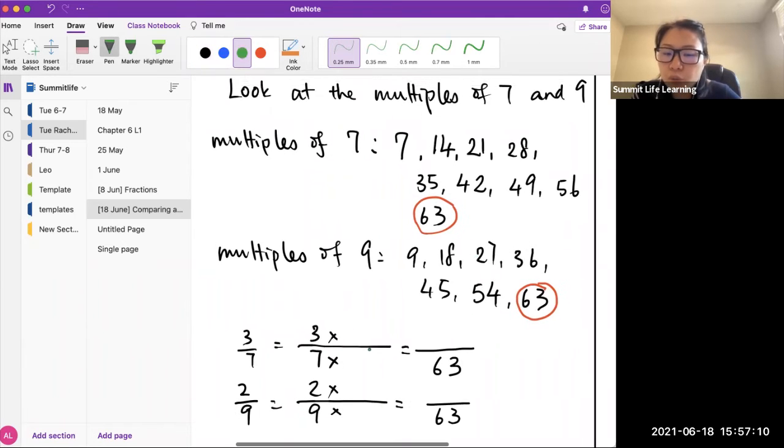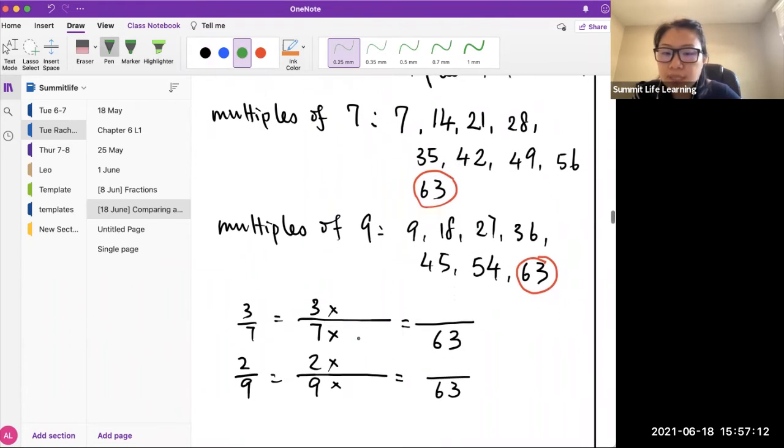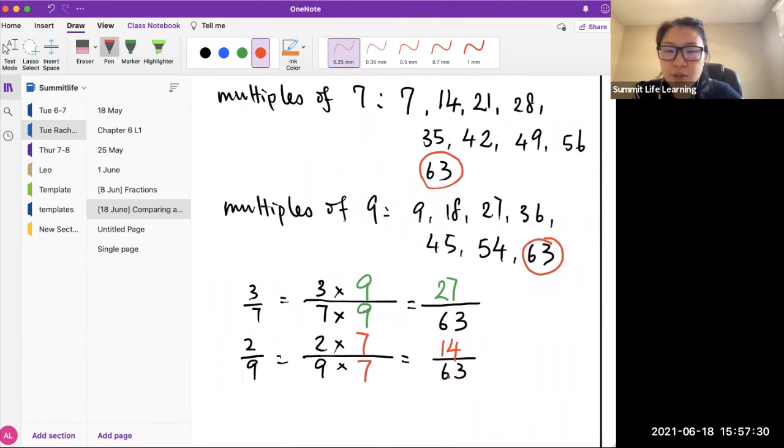Okay, so you will find that to get 63, for 7, we actually multiply by 9. So top and bottom both multiply by 9. And then for 9, we actually multiply by 7. So top and bottom multiply by 7. You get 14 out of 63.